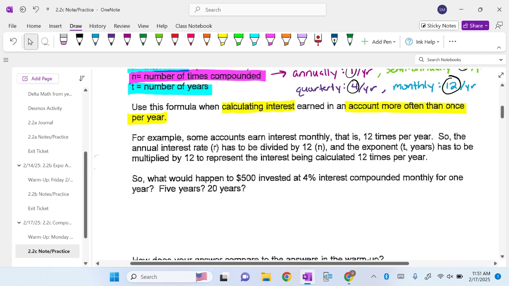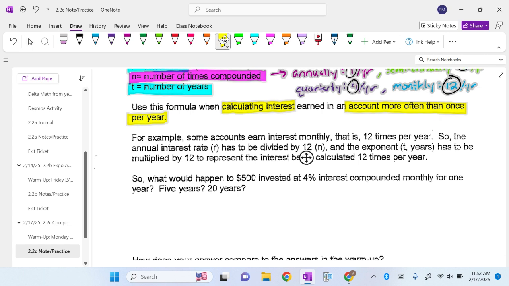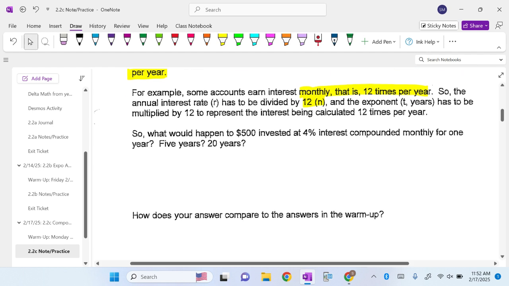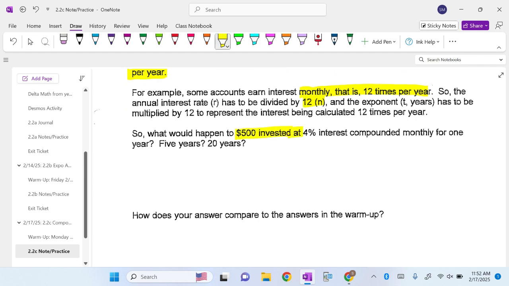For example, some accounts earn interest monthly. That is 12 times per year. So the annual interest rate has to be divided by 12, and the exponent t years has to be multiplied by 12 to represent the calculation 12 times per year. That's basically what I said earlier. So monthly, 12 times per year, and that's your n value. Now let's look at a similar example to what we just did. What would happen to $500 invested at 4% interest if it's compounded monthly?